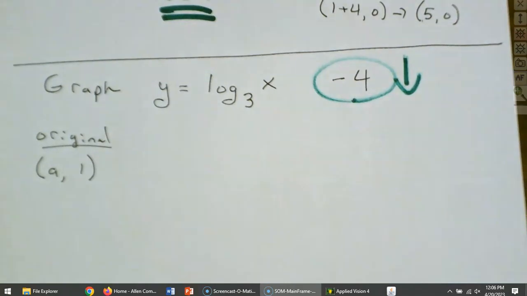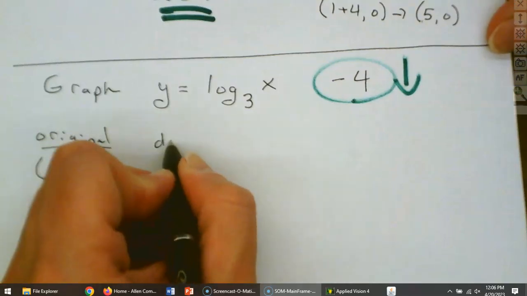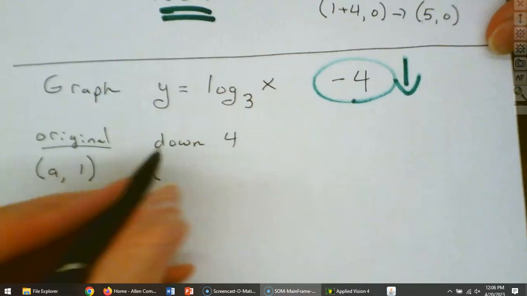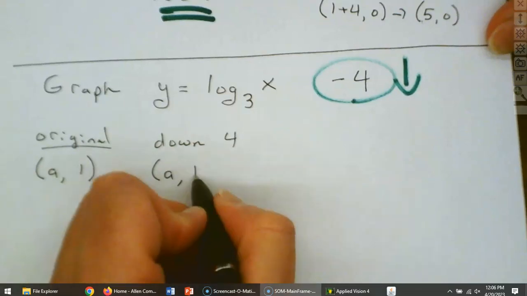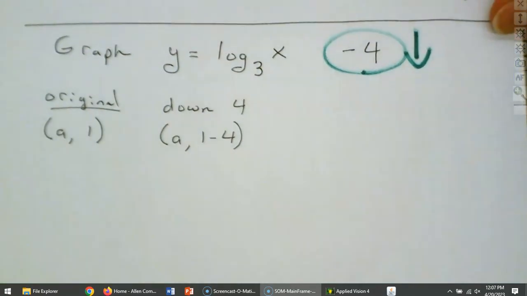Now, what is the up and down part? It's not the x values, it's the y values. So how is it going to change them? If my original was (a, 1), we're going to move it down 4. So that means we've got (a, 1 minus 4). We have to move it down 4 units. All that does is move it down.